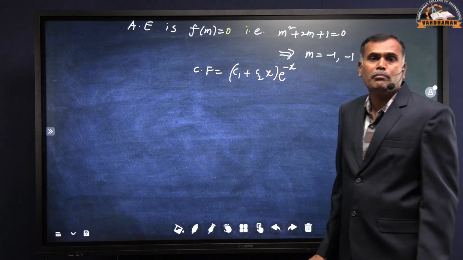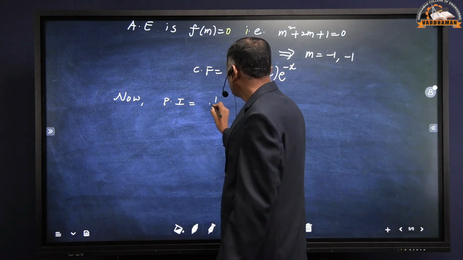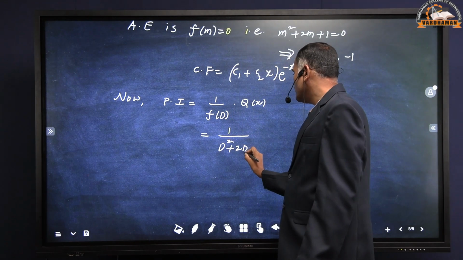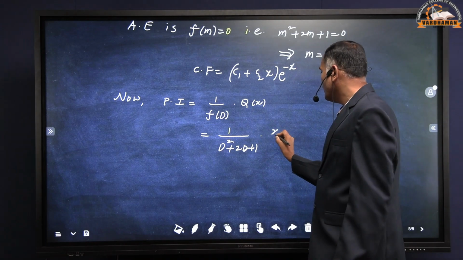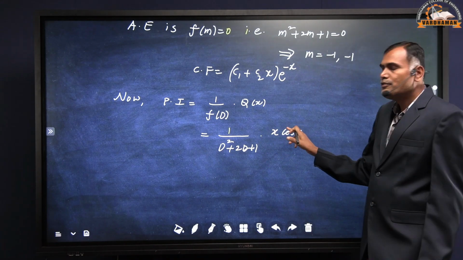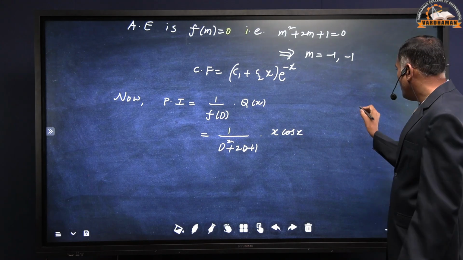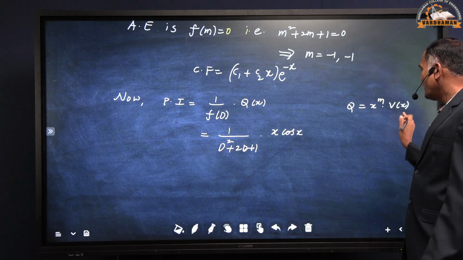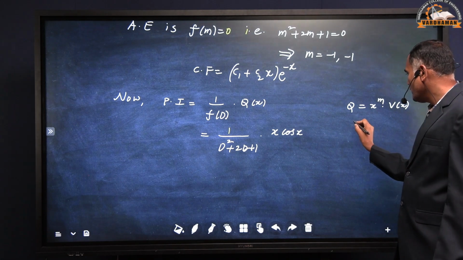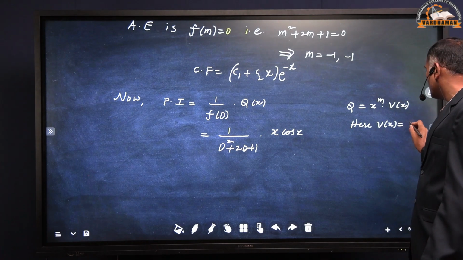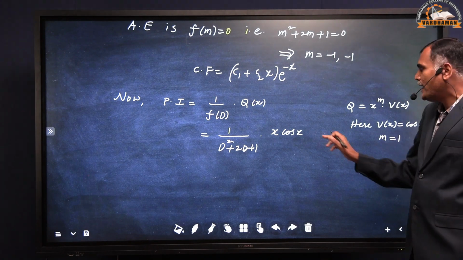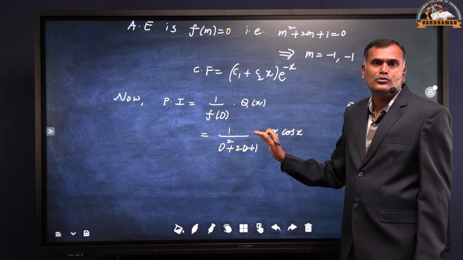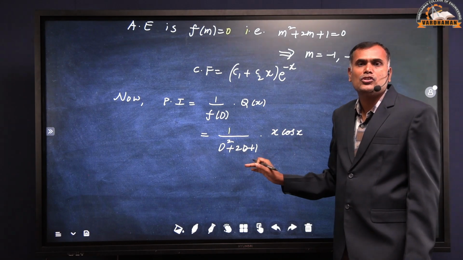Now let us find the particular integral. PI equals 1 by f of D into Q. Here f of D is D square plus 2D plus 1 and Q is x into cos x. Now Q is of the form x power m into V, where V is any function of x. In this case V of x equals cos x and m equals 1. To find the particular integral, we can use either the formula or the general method. Now let us discuss the solution by using the formula.